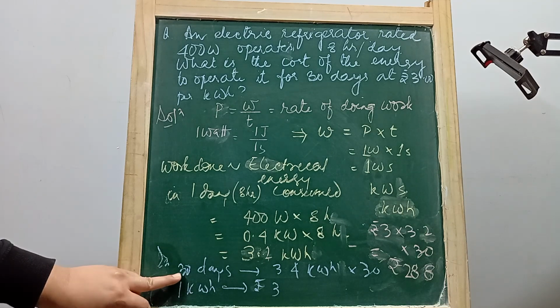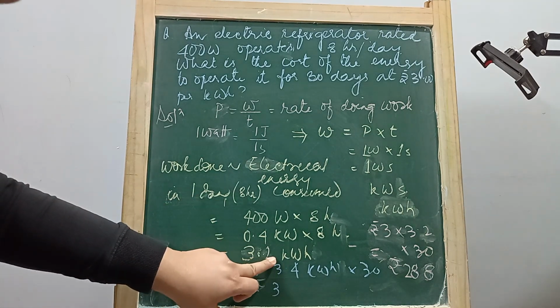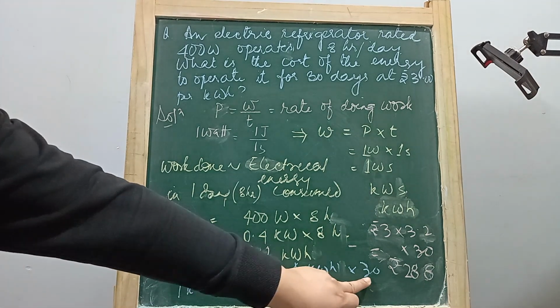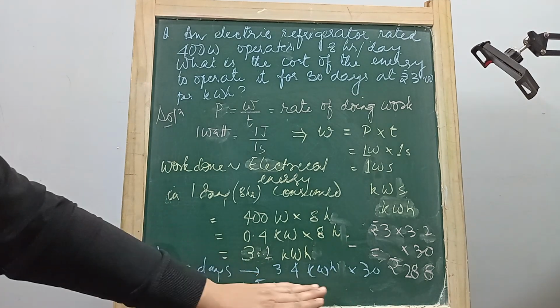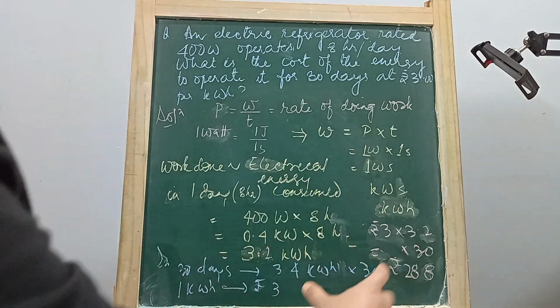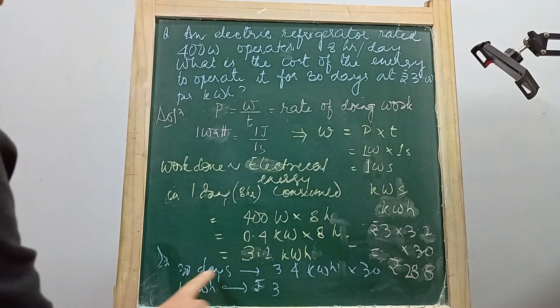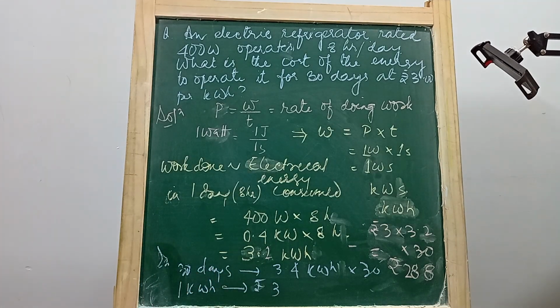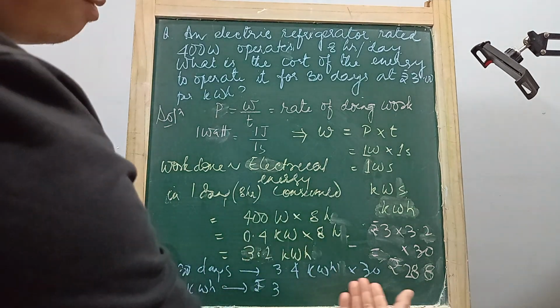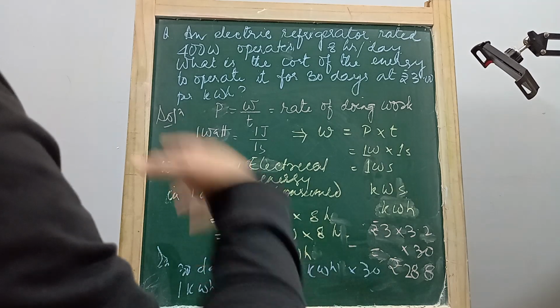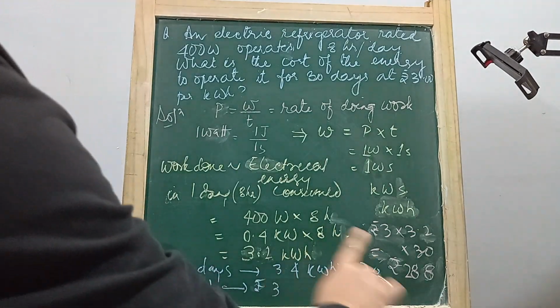In 1 day, this much energy is consumed. In 30 days, we multiply by 30. So this is the energy, 3.2 kilowatt hour multiplied by 30. This is the energy consumed in 30 days. Now we have got the total energy consumed in 30 days.